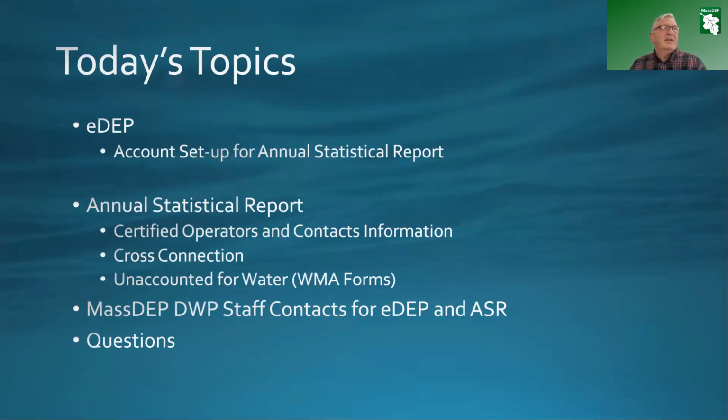Today's topics, Dan had already gone over some of these, but we will go over the EDEP account setup, which includes the proofing form. We will jump into the annual statistical report. I think Theo will take this piece. We will go over some of the common problems that are identified with the certified operators and contact information, the staffing form. I will continue with the cross connection section, and Jen Durso of the Water Management Act program will go through the Water Management Act forms and the common errors and problems that she sees there.